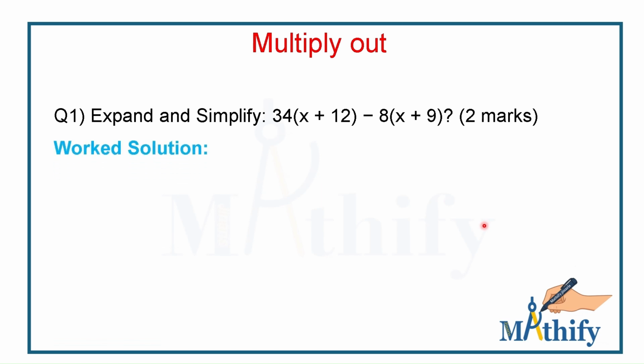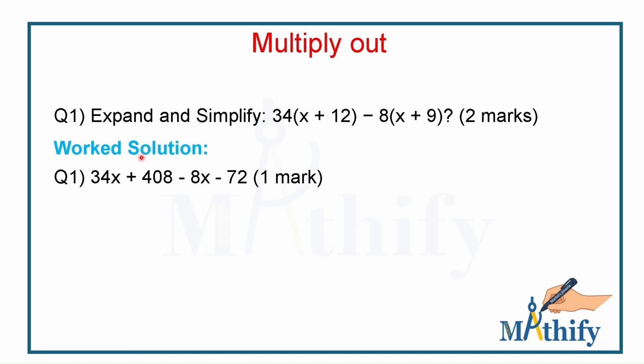The first important step when solving this question is to be able to expand the brackets. So we need to do 34 times x plus 34 times 12 minus 8 times x plus 8 times 9. When we do that, we will get 34x plus 34 times 12 is 408 minus 8x, because minus 8 times x is equal to minus 8x, minus 8 times 9 is equal to minus 72.